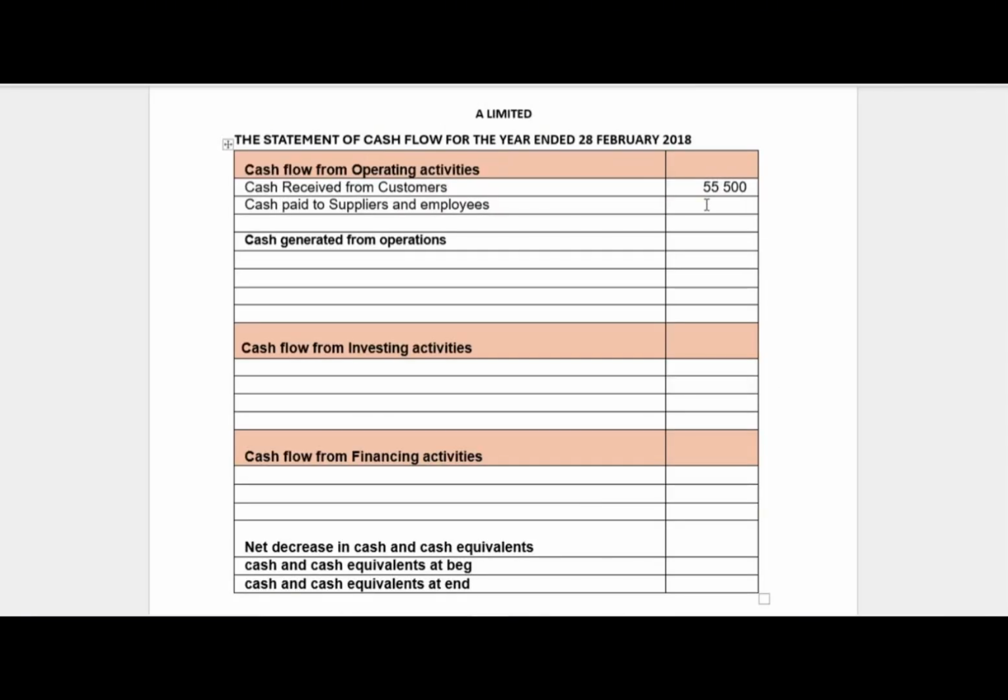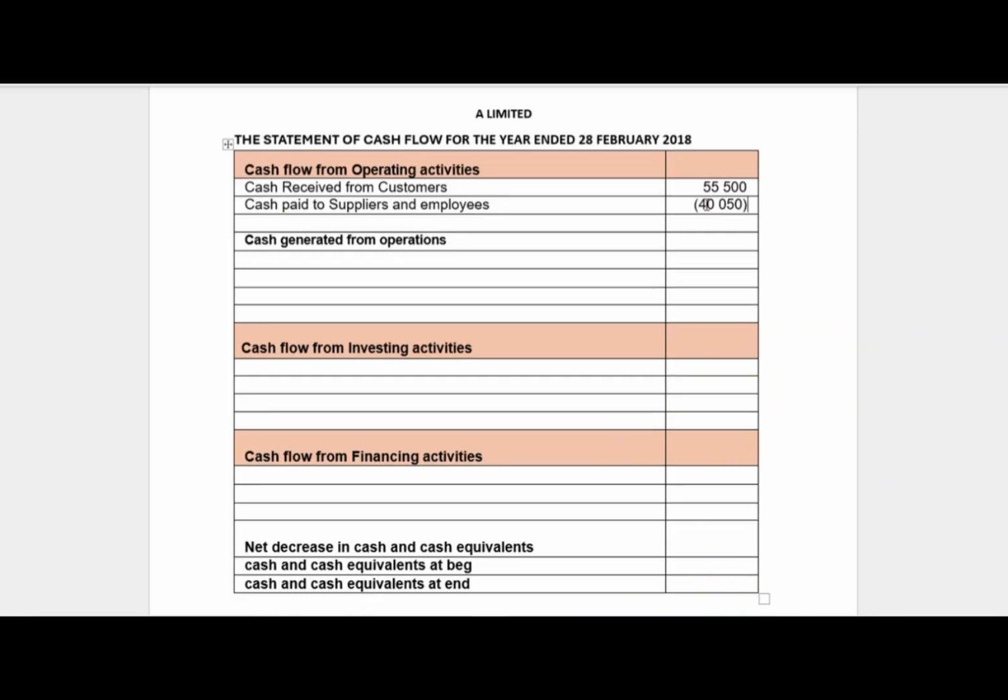You put it in brackets. Remember, in accounting, whatsoever we minus or whatsoever we make a payment for must be in brackets, right? And now this is going to allow us to calculate our cash generated from operations. So our cash generated from operations is going to be our cash received from customers less our cash paid to suppliers. So let's calculate our cash generated from operations.